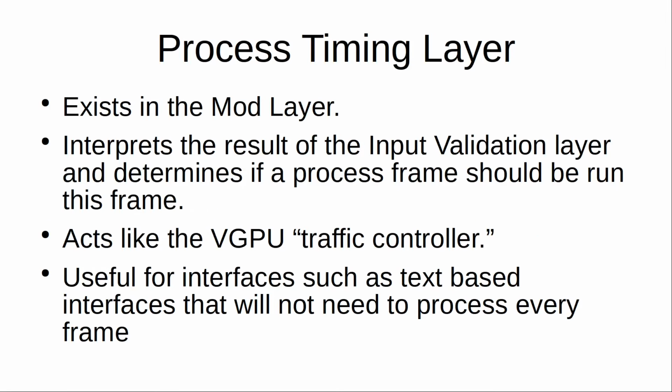Process timing layer. It exists in the mod layer. It interprets the result of the input validation layer, and it determines if a process frame should be run on this frame. Acts like the vGPU's traffic controller. It's useful for interfaces such as text-based interfaces that will not need to process every frame.